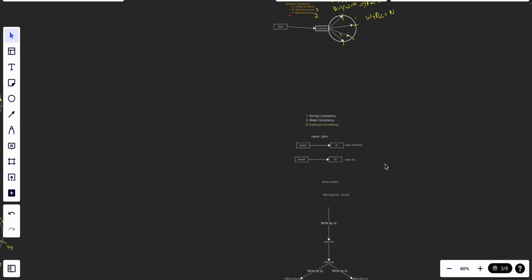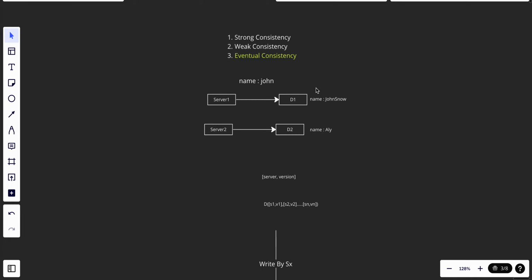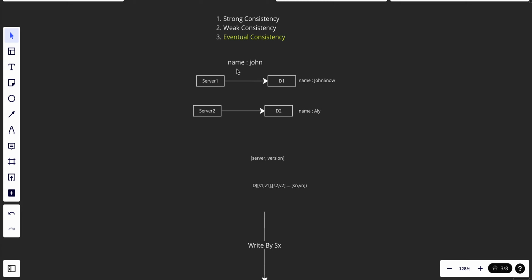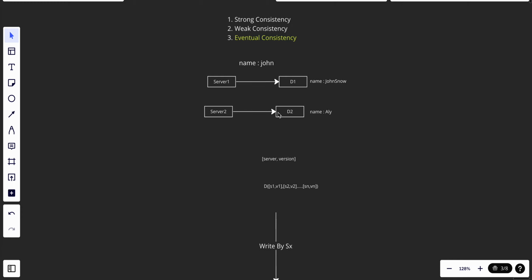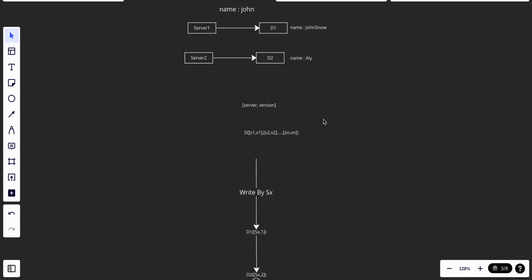And after that we talked about consistency models: strong, weak, and eventual consistency, and how we will use eventual consistency. The problem that comes with eventual consistency is some inconsistent data, for example when two clients update the same data at the same time, and how we can solve it.